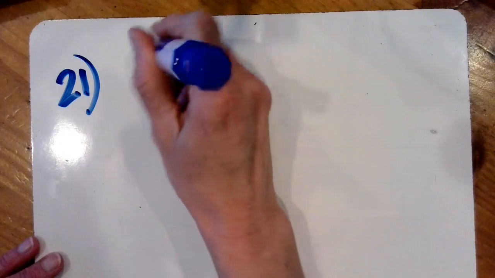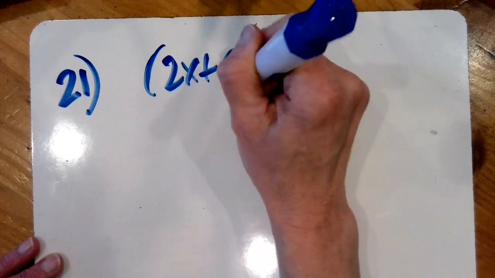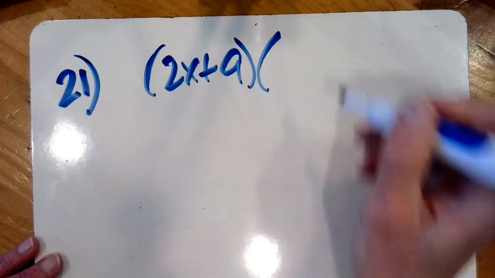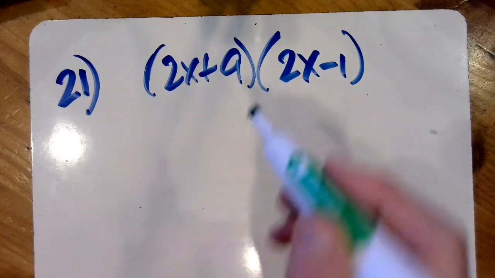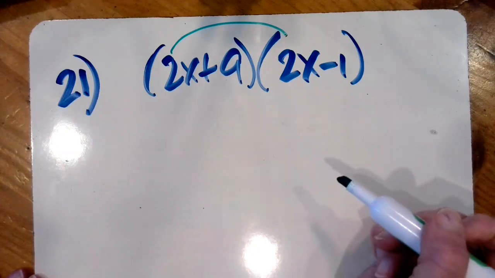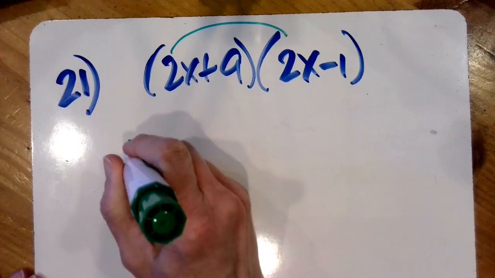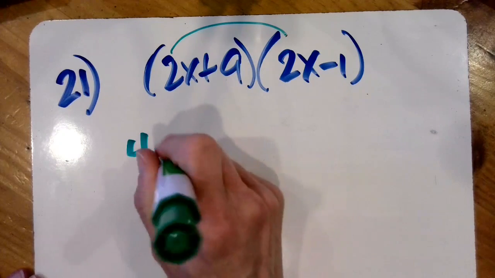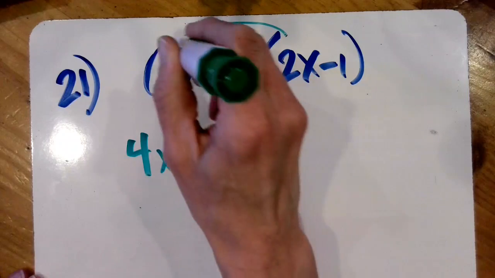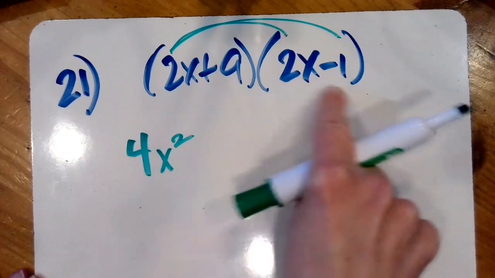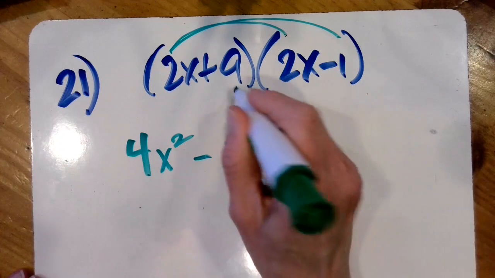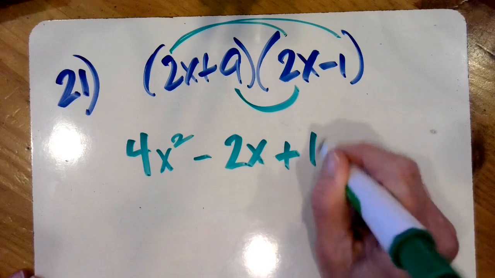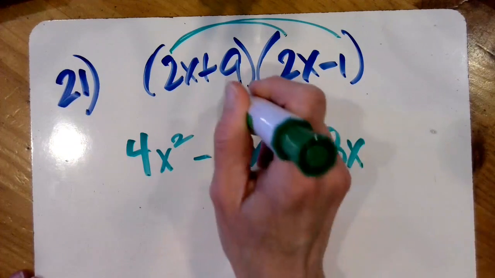Number 21 has us doing 2x plus 9 times 2x minus 1. So we'll go ahead and do our FOIL. 2x times 2x: 2 times 2 is 4, x times x is x squared. Outside terms, 2x times negative 1. Inside terms, 9 times 2 is 18x. 9 times negative 1.